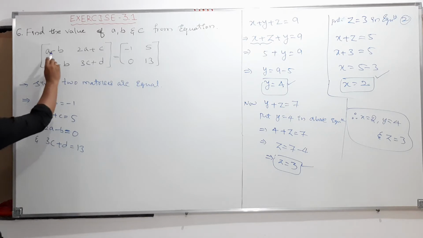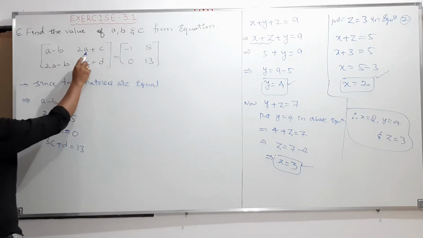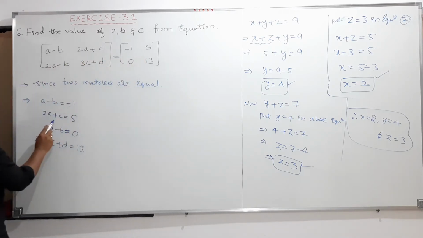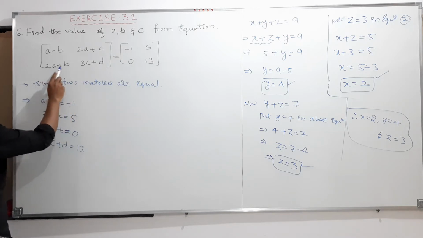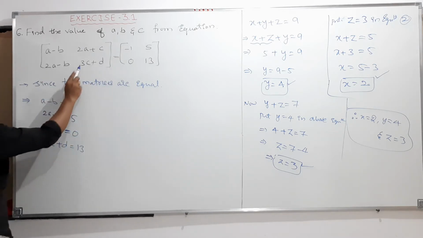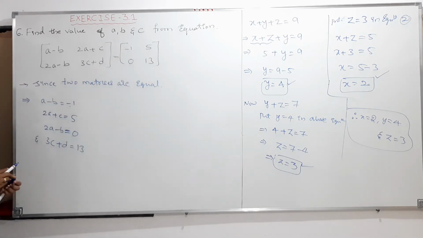A minus B is equal to minus 1. 2A plus C is equal to 5. 2A minus B is equal to 0. 3C plus D is equal to 13. So these are the conditions. By using these conditions, I should find the values of A, B, C.